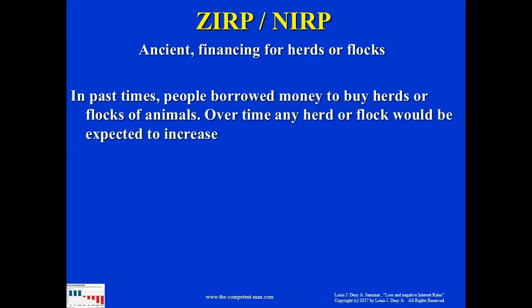In ancient times, it was financing for herds or flocks. In past times, people borrowed money to buy herds or flocks of animals. Over time any herd or flock would be expected to increase. The reason interest was charged on this money is because since the herd or flock was going to increase, the interest took account of this expected increase in the future.